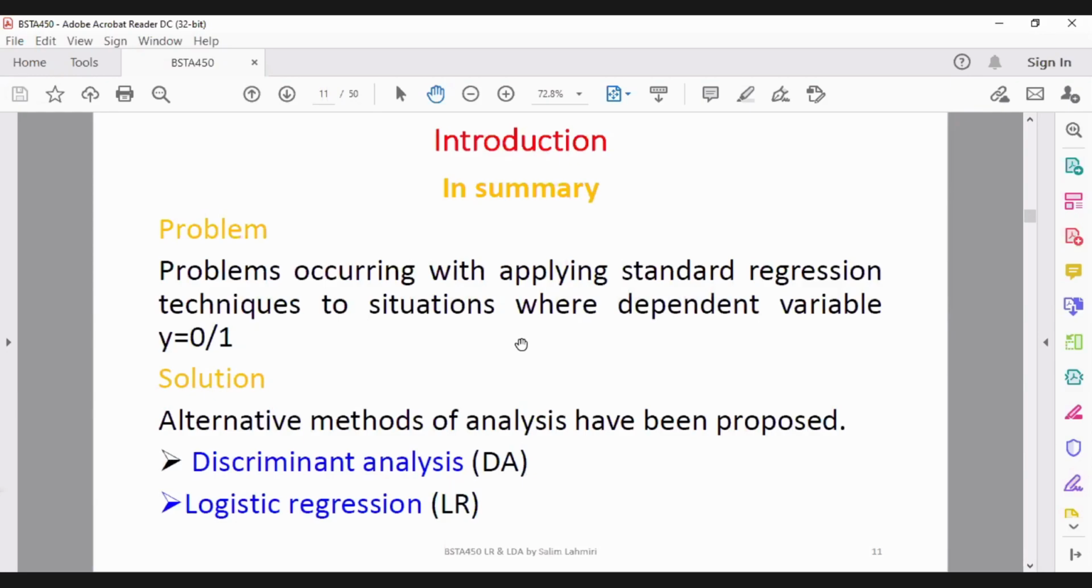So problems occur when applying standard regression technique to situations where the dependent variable y is equal to 0, 1. The kinds of problems you can face are regarding non-normality, and the constant variance assumption is also violated. Solution: you can use discriminant analysis or logistic regression. These are two alternative tools that can be used to model y, where y is a binary variable. Any questions?